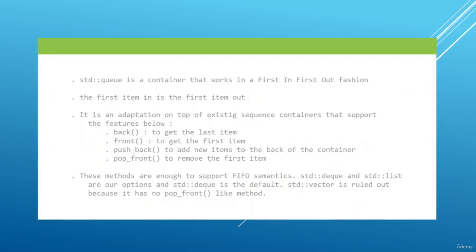Now, here are a few things you need to know about the queue container adapter. The first thing to get in is going to be the first thing to get out, and we need these methods to support its interface. And std::vector is not going to be a candidate because it has no pop_front method. This is what I just said.